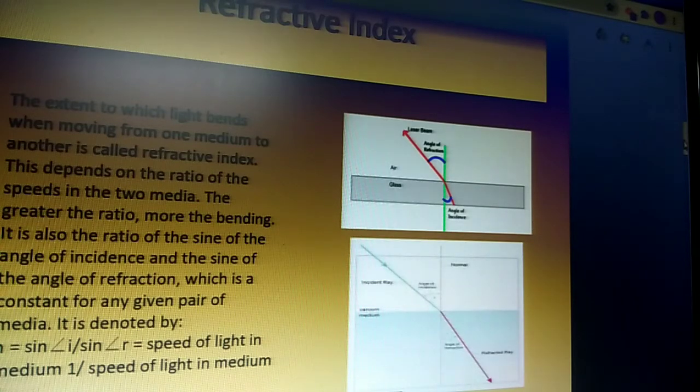So small n is equal to sine of angle i by sine of angle r, that is equal to the speed of light in medium 1 by the speed of light in medium 2. If it is not a relative refractive index, n is equal to c by v.